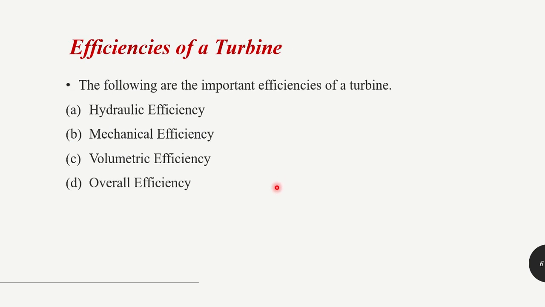Next, coming to efficiencies of a turbine. This is very, very important. We have 4 efficiencies related to a turbine. The first one is hydraulic efficiency, the second is mechanical efficiency, the third is volumetric efficiency, and the fourth is overall efficiency. Of these, hydraulic, mechanical, and overall are very closely related to each other. Now let's try to get the relation among them.